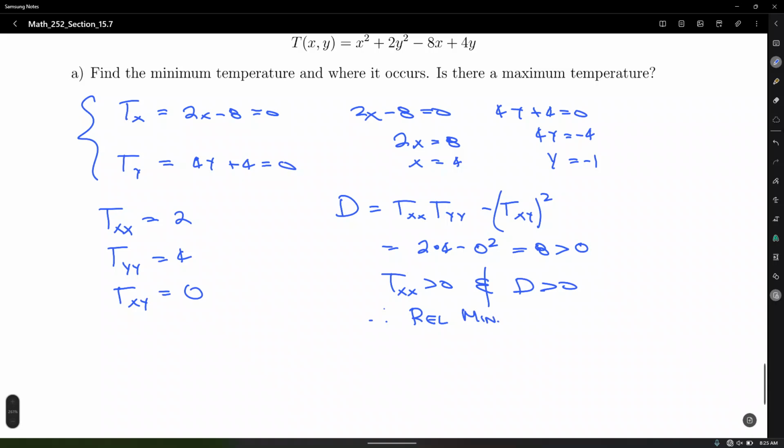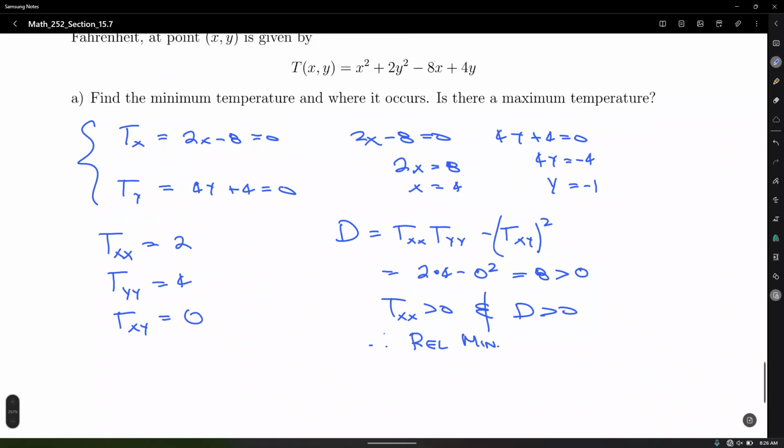Now, there's a part B to that question, a second part to that question. Is there a maximum temperature? What do you think about this one? To begin with, we don't have another critical point that we can analyze for max or min using the D test, right? But let's think of the physical context of the situation, and also look at the behavior of the given function, about how it works.